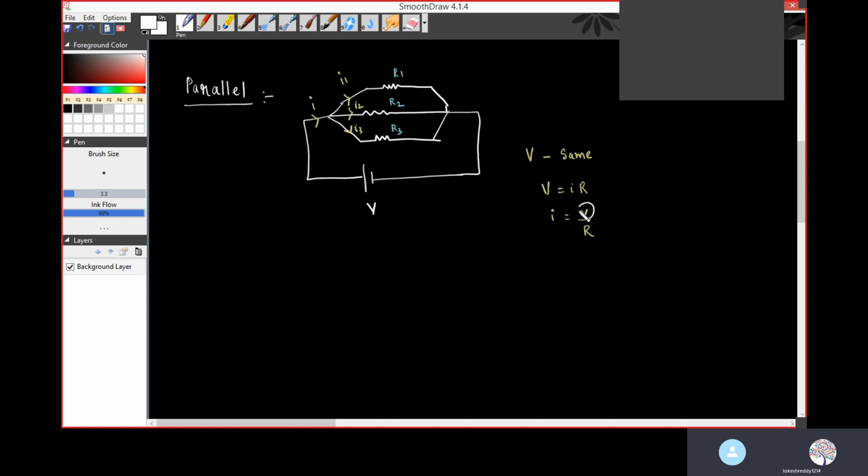Now we know that this V is constant for parallel. So we write I is inversely proportional to R. So if there is more resistance, then there is less current.